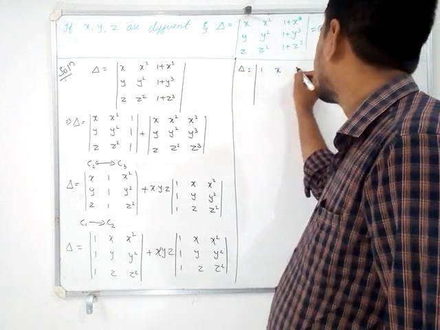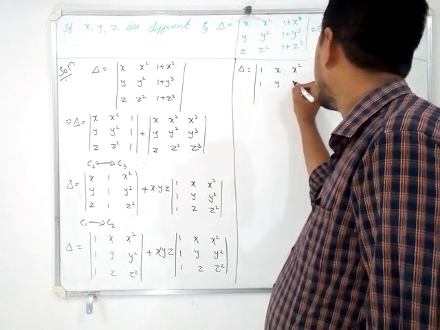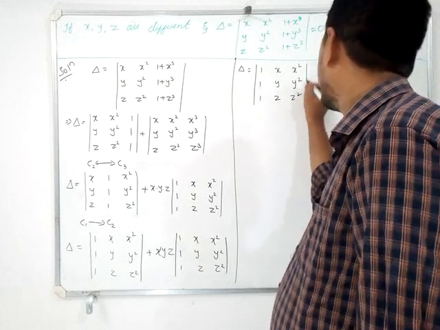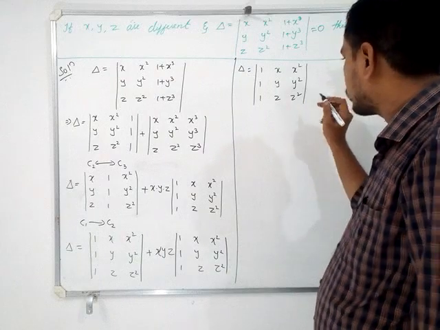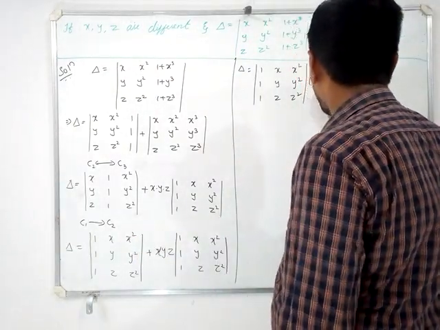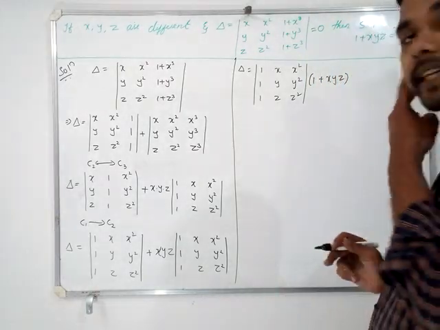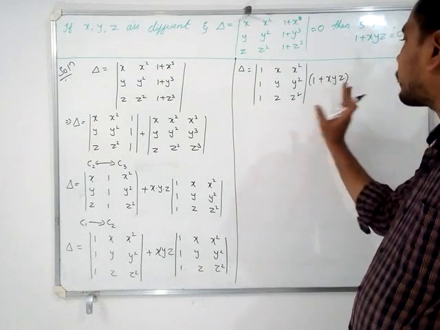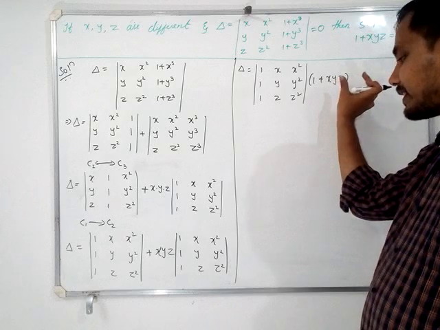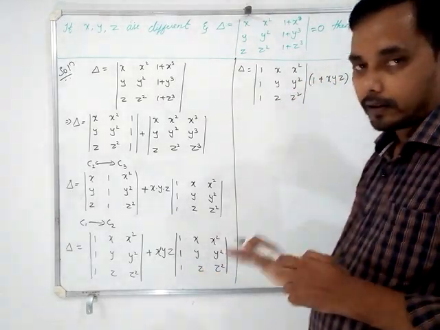1 x square, 1 y square, 1 z square. So if the determinant comes out, what remains here? This is 1 plus xyz, right? 1 plus xyz. If I open the bracket, this into 1 will become this determinant, plus this into xyz will be xyz into this determinant. Once again I will get back the same value.